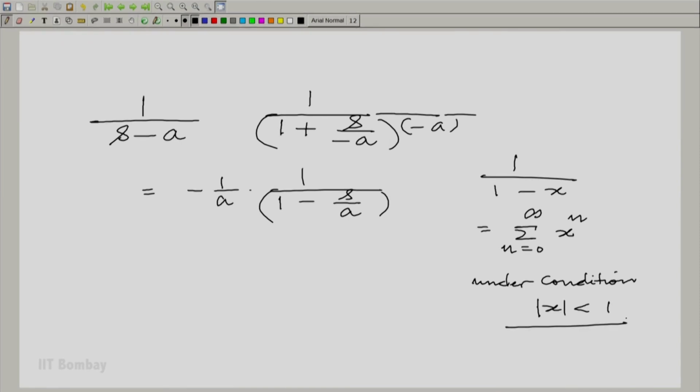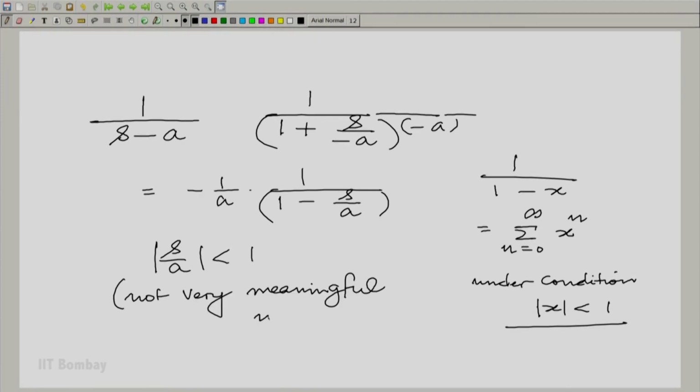So, here too, if somebody wishes to, if he puts the condition mod s by a less than 1, which of course is not very meaningful, he could make an expansion. It would also be an infinite length expansion, but we are not talking about that. You see, the point is whether you can collapse that infinite series into either a finite series or a ratio of two finite series. That is the point.